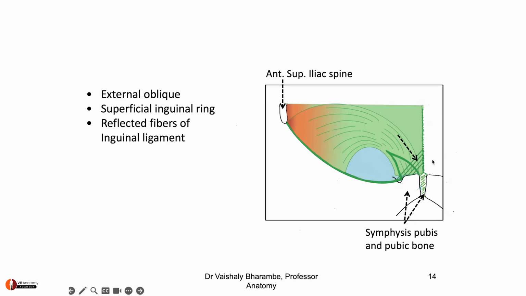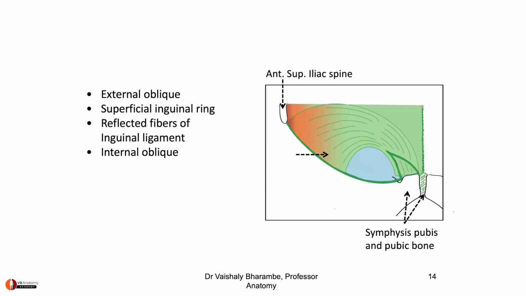Can you see these fibers here going medially towards the linea alba? Yes. So these are, I taught you that, the reflected fibers of inguinal ligament, immediately behind the superficial inguinal ring. Deep to this, what do you find? Deep to this, you find the internal oblique muscle. Can you see the internal oblique here? Fibers curving and then coming medially in this manner. This whole muscle is your internal oblique.